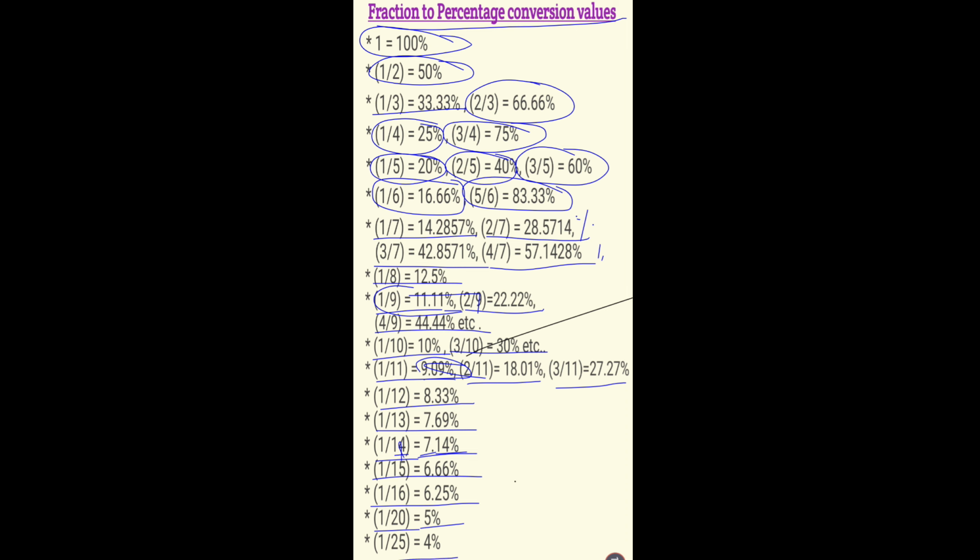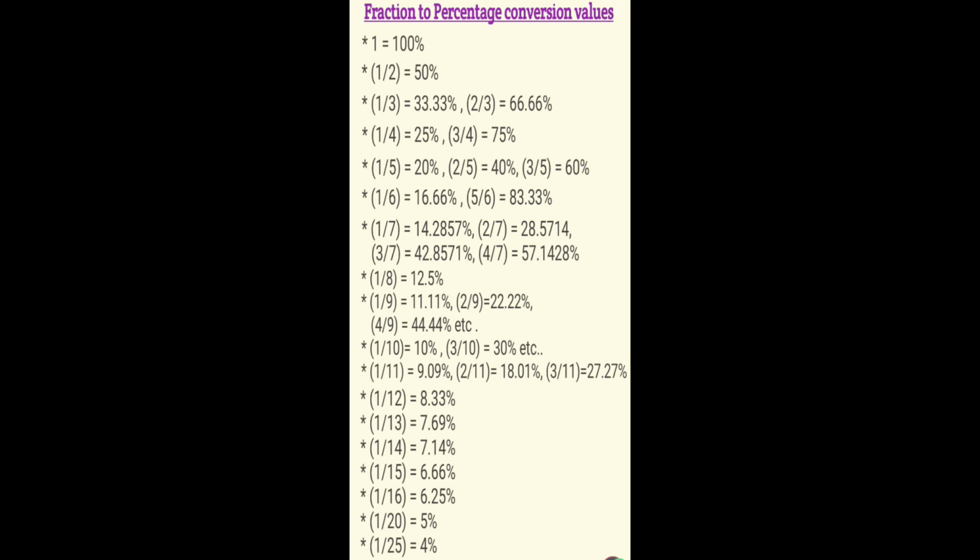See, 1 by 5 means 20 percentage. Like that, 1 by 20 means 5 percentage. See here, 1 by 4 is 25 percentage. 1 by 25 is 4 percentage. Like that you can remember these values. Here you can observe that in fractions the values in the denominator are increasing. See 1 by 2, 3, 4, 5, 6, 7, 8, 9. In fractions the values in the denominator are increasing, but the percentage values are decreasing.